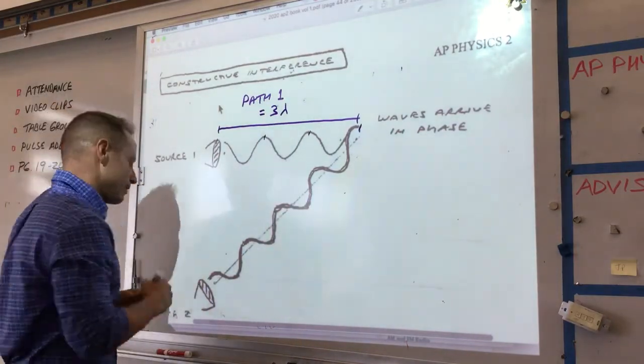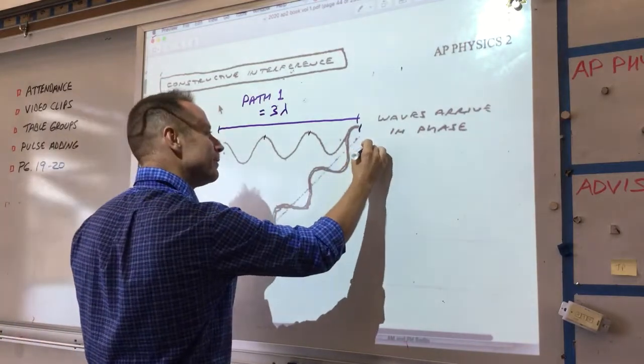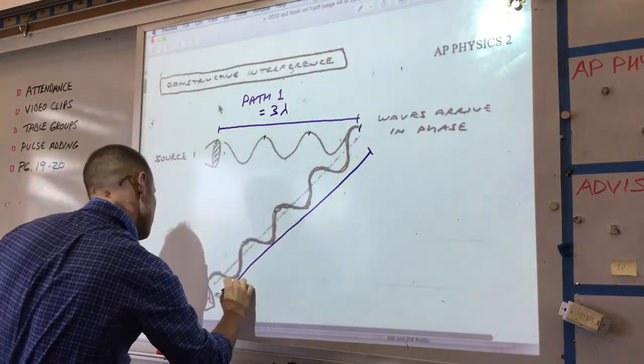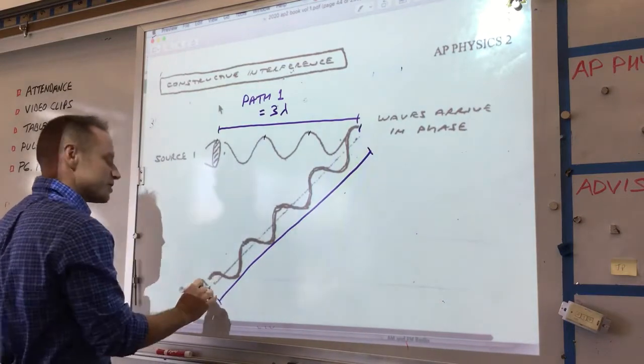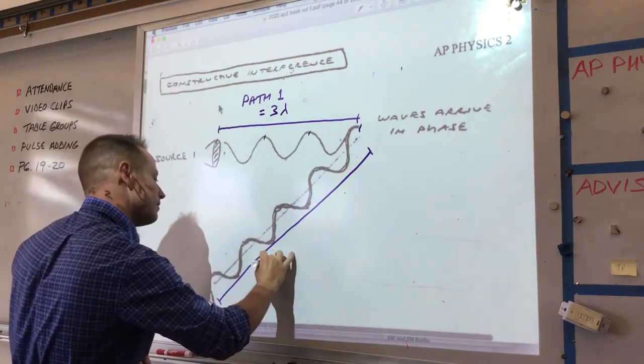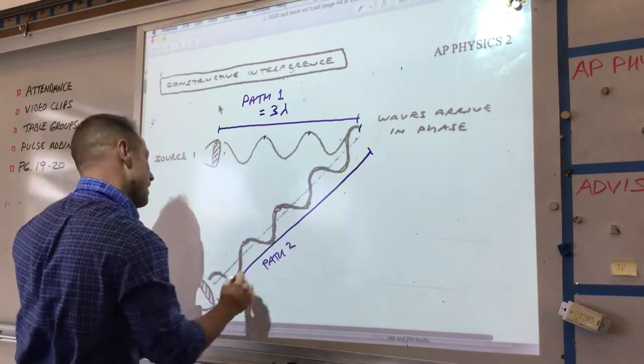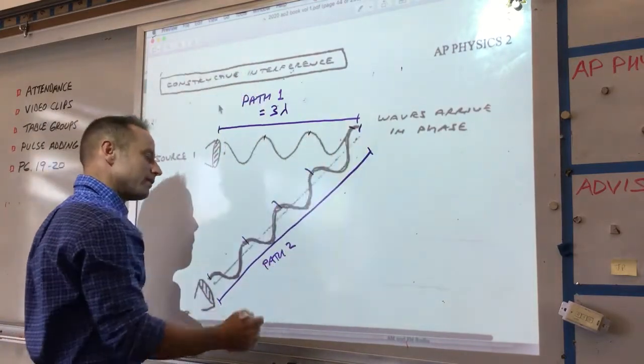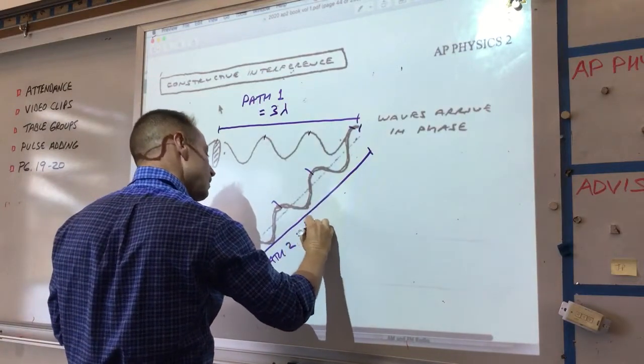So now let's look at the other path. Of course, it's so creative, I'm going to call this one path 2. So here's path 2. Right, and if we just play the same game here, path 2, you can tell, is 1, 2, 3, 4. I made it exactly 4 wavelengths. So path 2 equals 4 lambda.